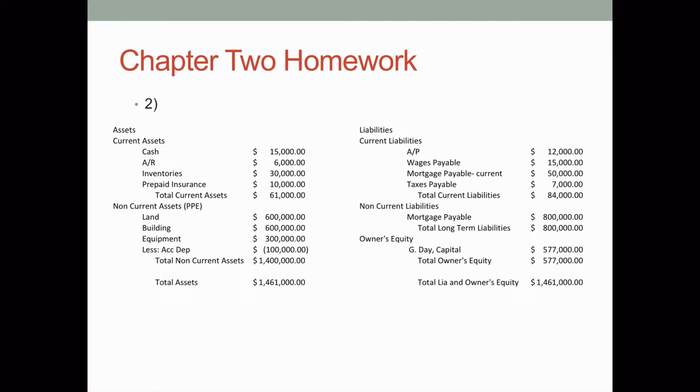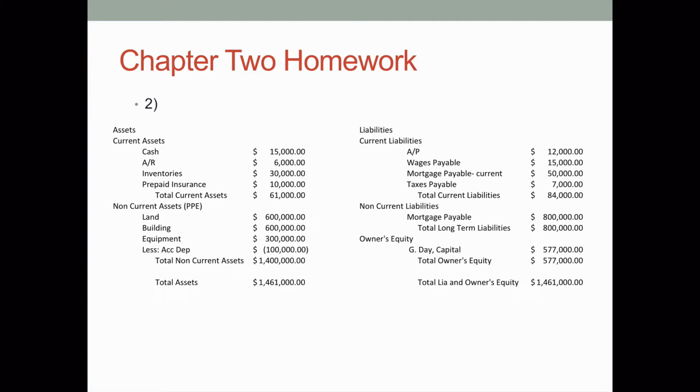So if you look, we have our land, building, and equipment, and then we have our accumulated depreciation. When you see something in parentheses, that means that it's a negative number. So our non-current assets equal $1.4 million for total assets of $1,461,000. Going over to the liability side, we have our current liabilities, and they always start with accounts payable.